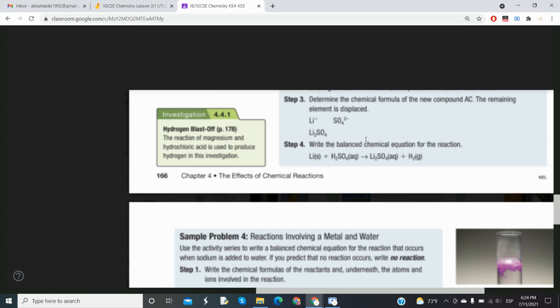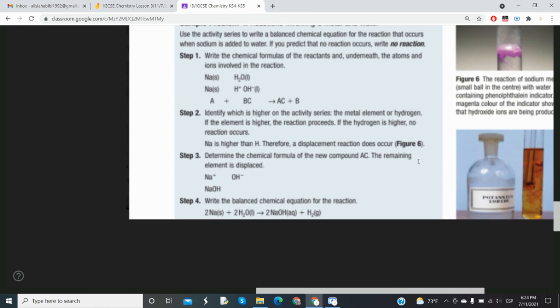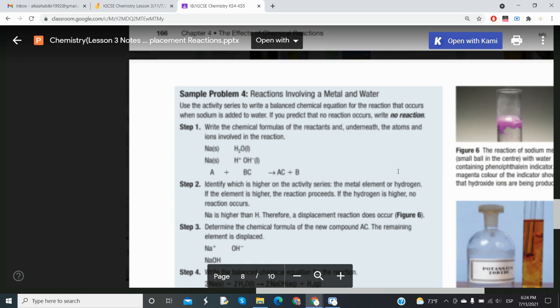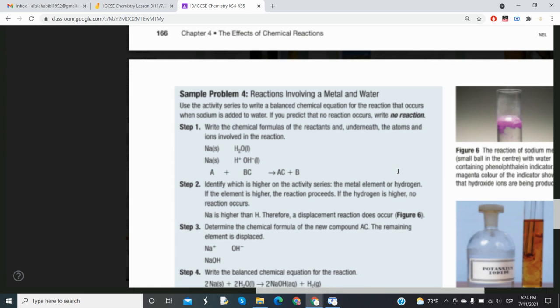Now that we know what the product's going to be, lithium is reacting again with sulfuric acid. Lithium displaces hydrogen and then combines with sulfate, as we can see on the product side, to form lithium sulfate. And then, of course, hydrogen gas is released. And then the last sample problem is, again, involving reactions that involve metal and water. So here it says that you're going to use the activity series to write a balanced chemical equation for the reaction that occurs when sodium is added to water.